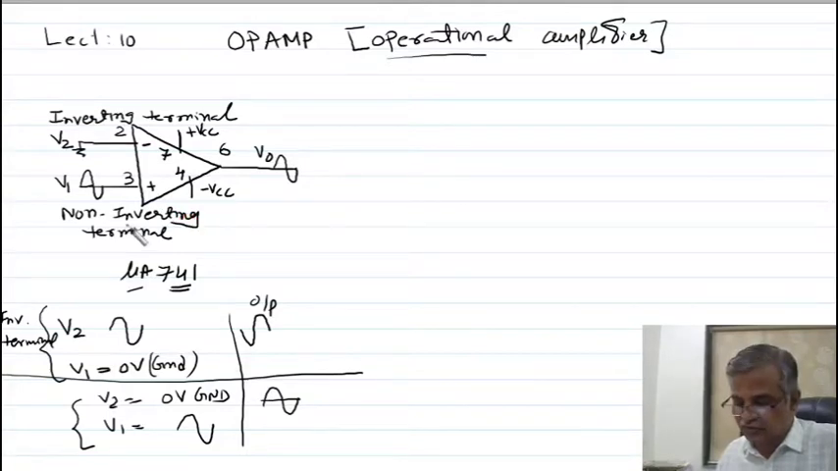I think you understand what the inverting terminal and non-inverting terminal are. At an inverting terminal, when you apply the signal, the output has a 180 degree phase shift with the input. For a non-inverting terminal, if you apply the signal at the non-inverting terminal, the output has the same phase as the input.